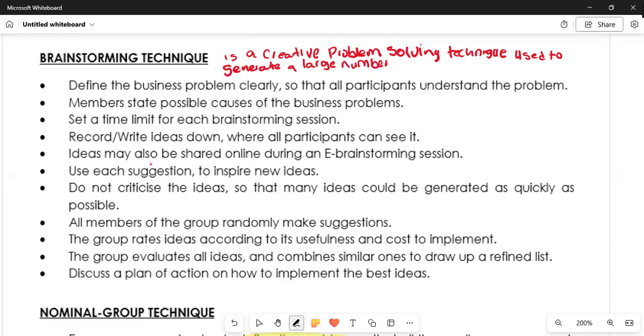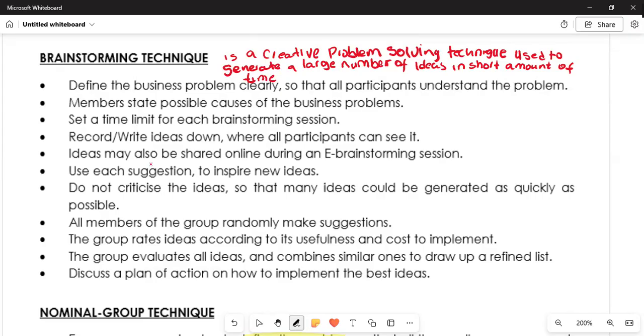A large number of ideas in a short amount of time. That's what it means when you're talking about brainstorming.